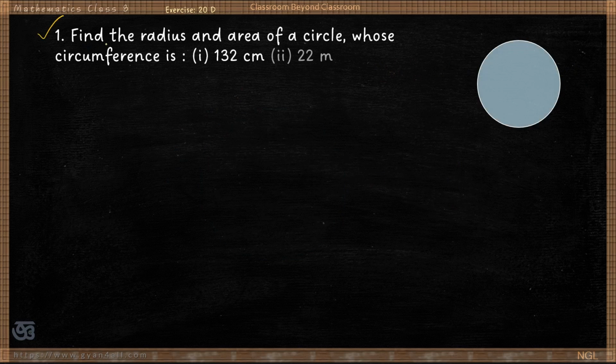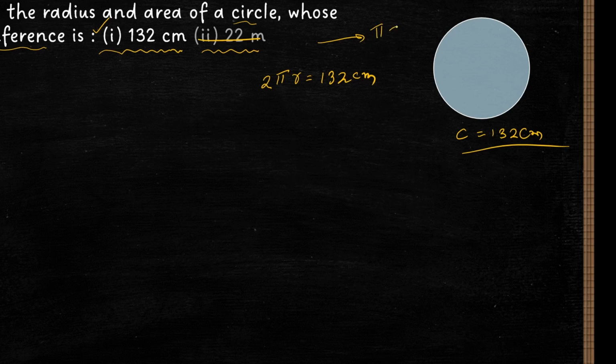Question number 1. Find the radius and area of a circle whose circumference is number 1, 132 centimeter, number 2, 22 meter. We'll solve number 1 only. This is the circle with circumference C equal to 132 centimeter. So we can directly write the formula for the circumference: twice pi r is equal to 132 centimeter. In all these problems, we'll take the value of pi as 22 divided by 7. This fraction we'll take as the approximate value of pi.